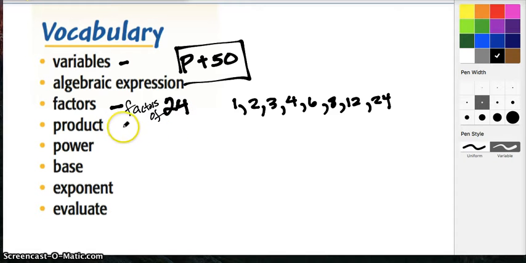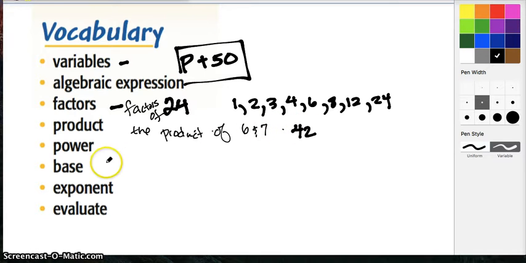Product is the answer you get when you multiply two numbers. So let's say we were talking about the product of 6 and 7. The product of 6 and 7 would be the answer I get when I multiply those two numbers, which is 42.